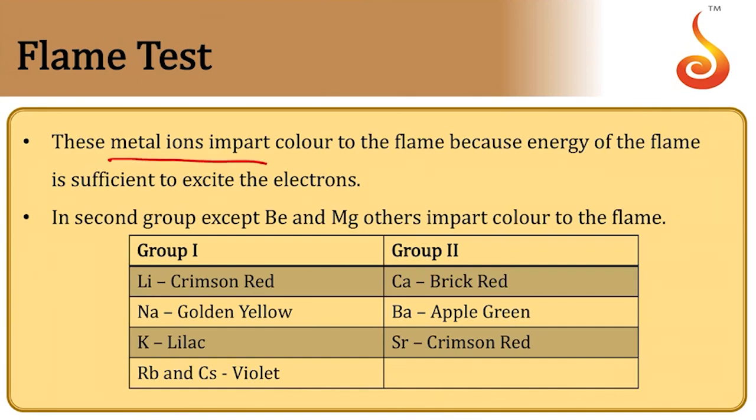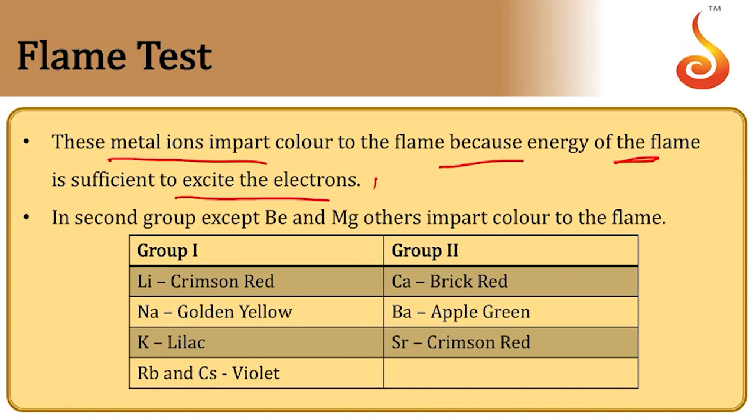Then comes the flame test. These metal ions impart color to the flame. The reason behind this is that the energy of the flame is sufficient to excite the electrons of these metals. Electrons are excited first, and during de-excitation of the electrons, the energy liberated, meaning the radiation coming out from that, will fall within the visible portion.